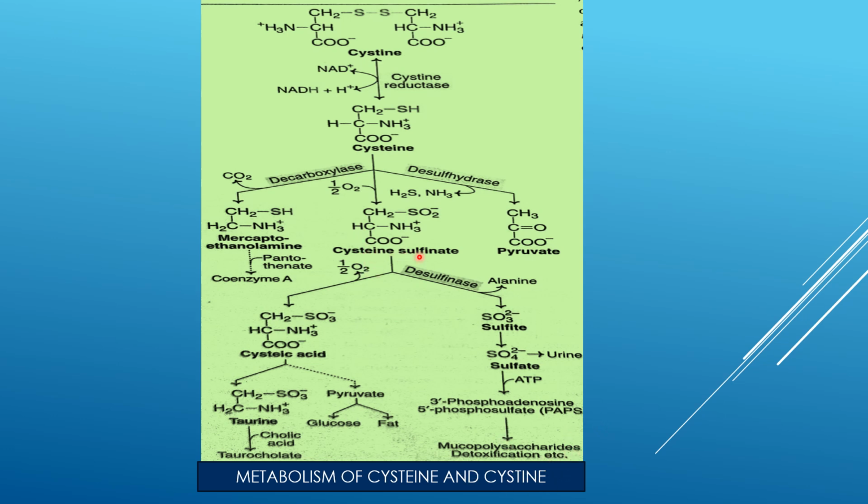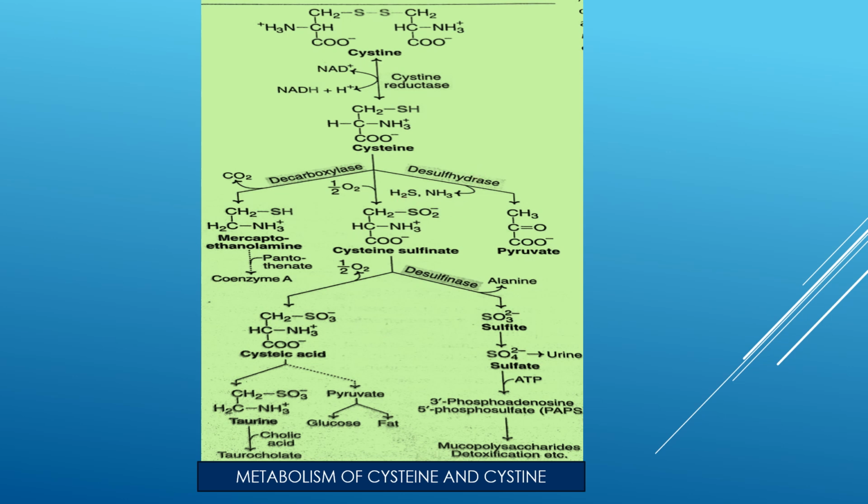Further, this cysteine sulfinate can be converted into cysteic acid, which can convert into taurine, and taurine can conjugate with cholic acid in bile salts. So taurocholates are formed. Then it can also convert into pyruvate, and from pyruvate it turns to glucose, and it can also be responsible for the synthesis of fats. And then via the sulfurtransferase enzyme, it converts into pyruvate.